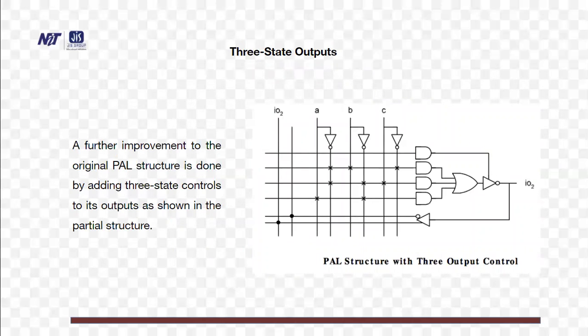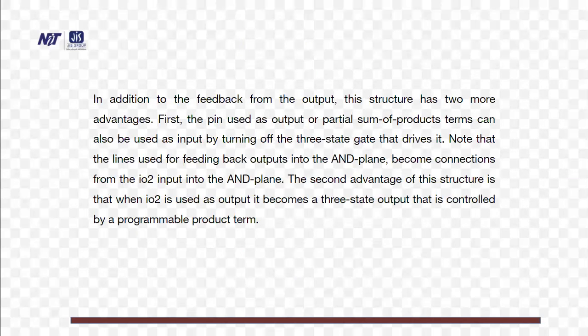3-state outputs. A further improvement to the original PAL structure is done by adding 3-state control to its output as shown in the figure. In addition to the feedback from the output, this structure has 2 more advantages. First, the pin used as output or partial sum of product terms can also be used as input by turning off the 3-state gate that drives it. Note that the lines used for feeding back outputs into the input plane become connection from the IO2 input to the AND plane.